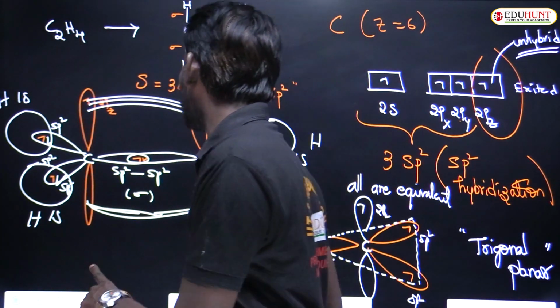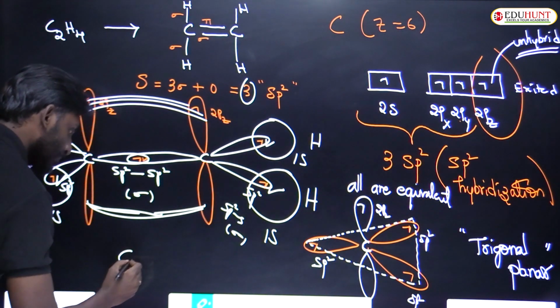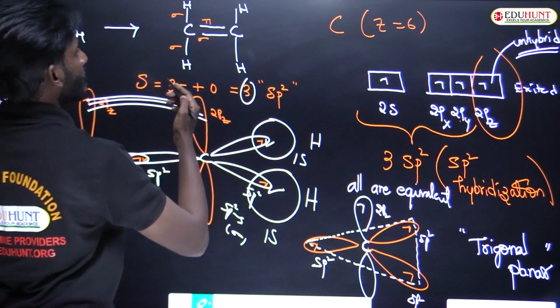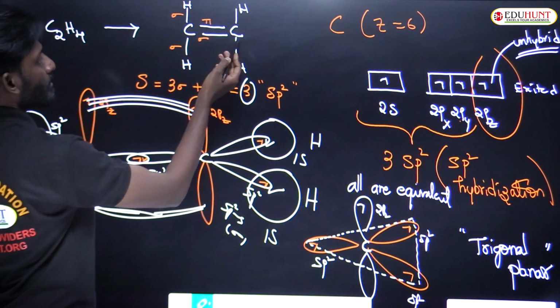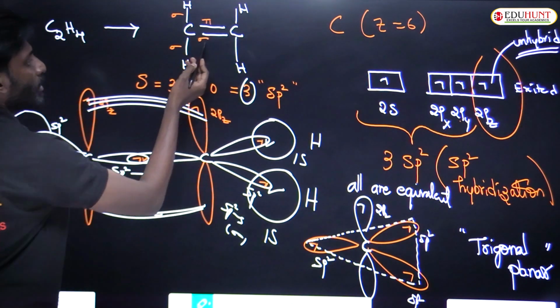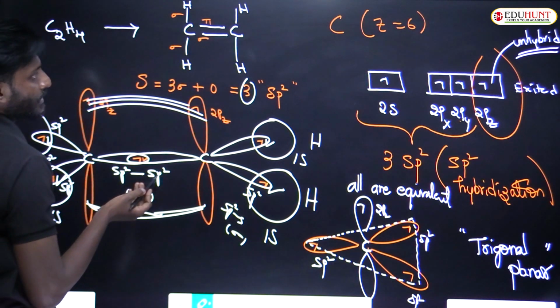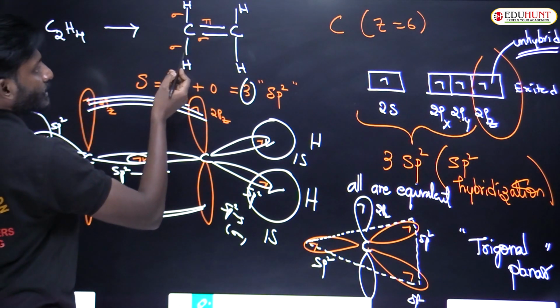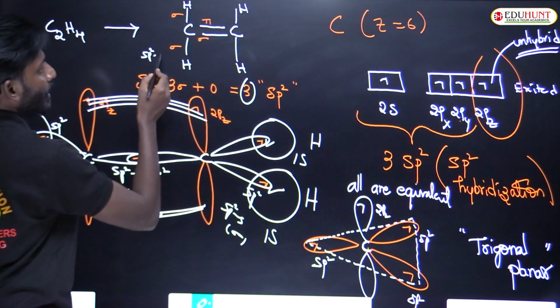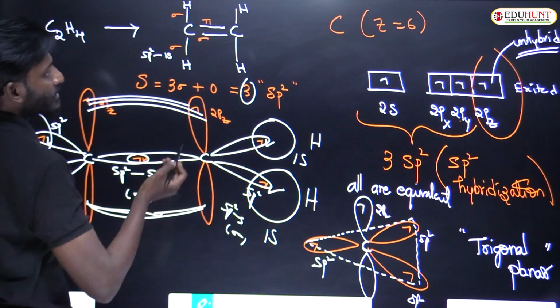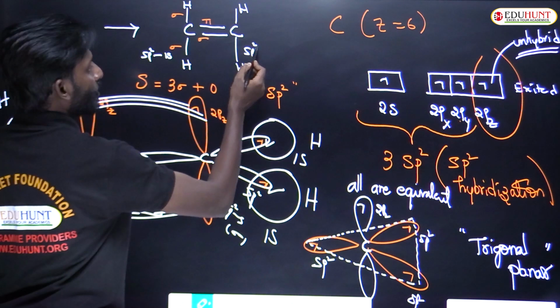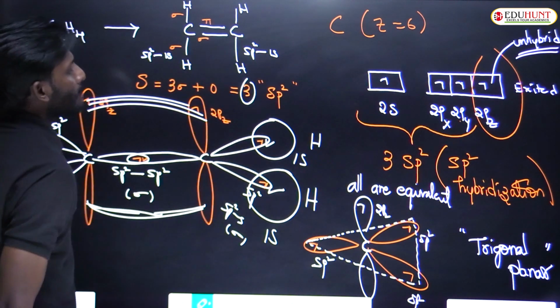So the carbon, can I show here? Yes. This is the carbon-carbon sigma bond. This sigma bond is formed by the overlap of sp2 of one carbon with sp2 of another carbon. And what is this? This is sigma: sp2 of carbon overlapping with the 1s of hydrogen. Similarly this also, sp2 of carbon overlapping with the 1s.